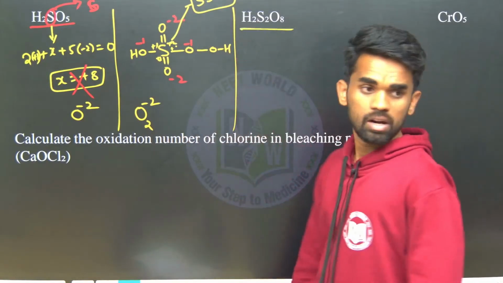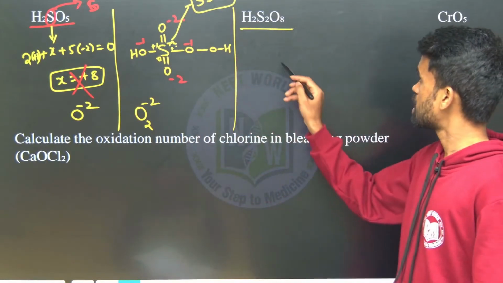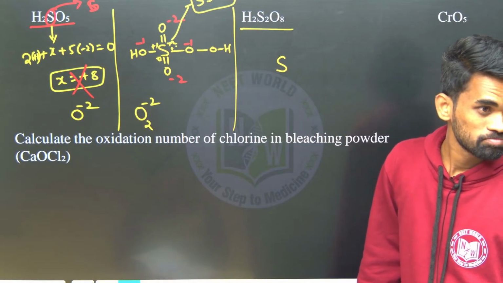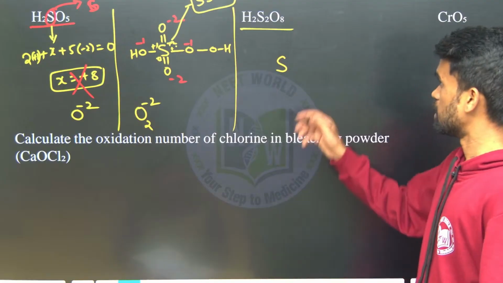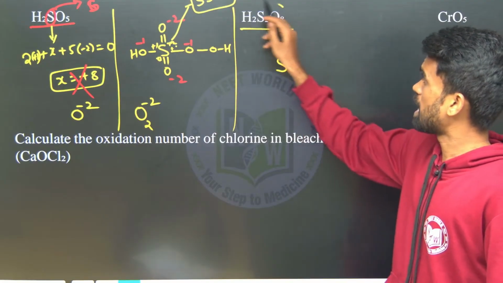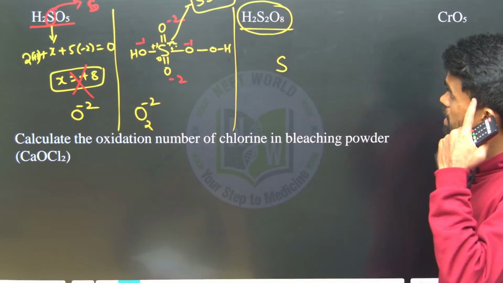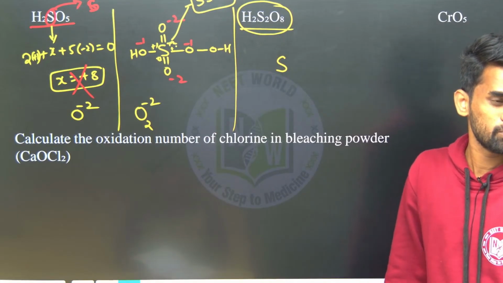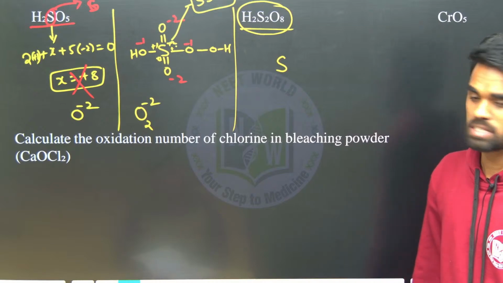Next, what about this compound? Plus 6. Sorry, plus 4. So how does the structure look? Plus 4. Plus 6 only, here also. If you normally calculate, how much will you get? You will get plus 7, but plus 7 is not possible. So there also we have a peroxy linkage.